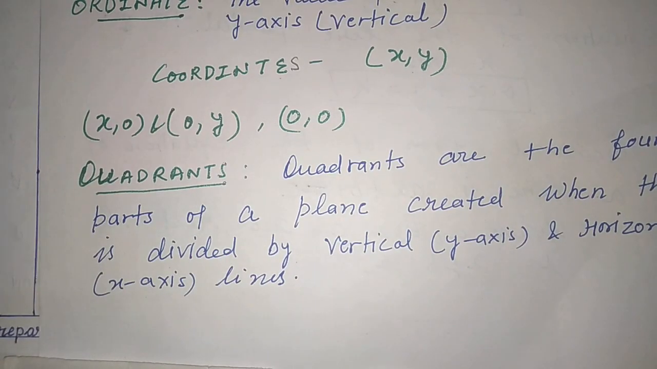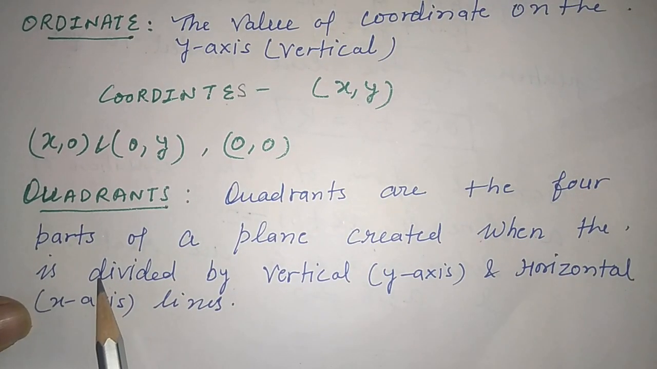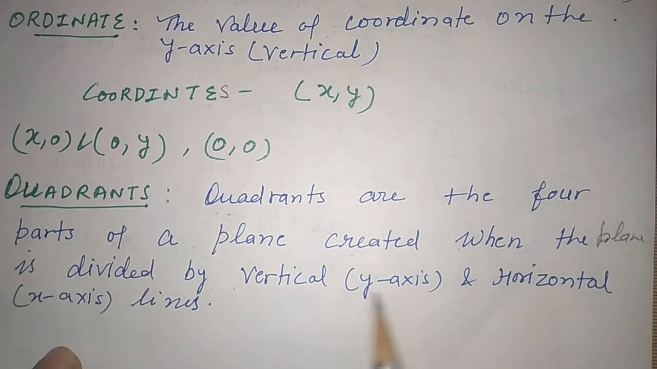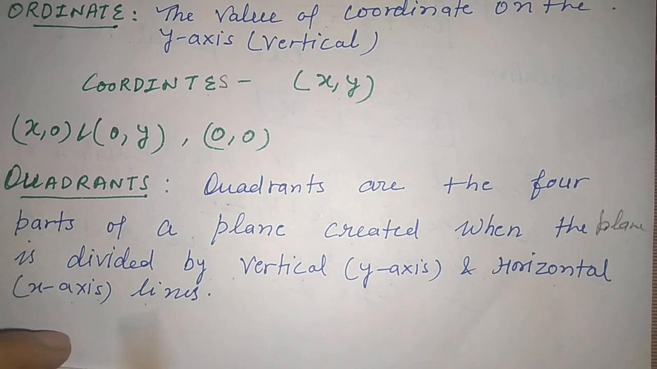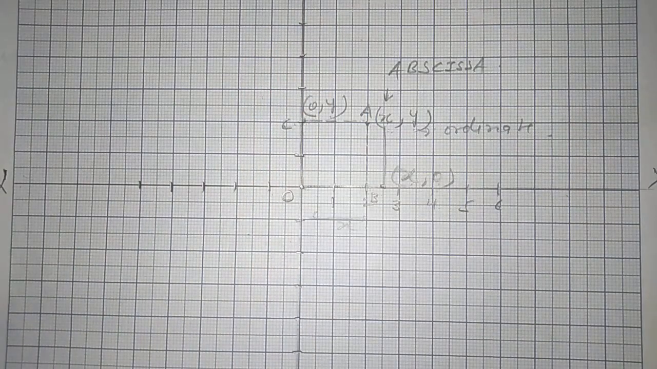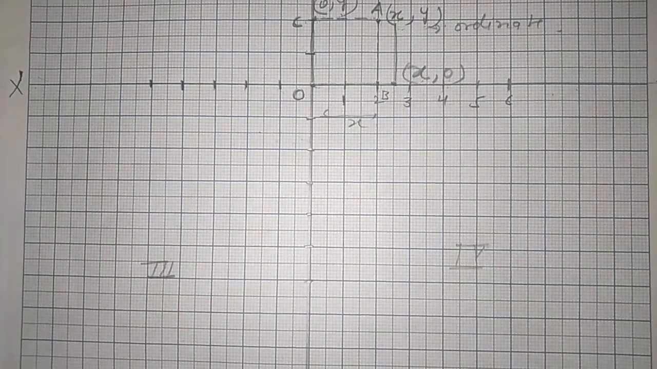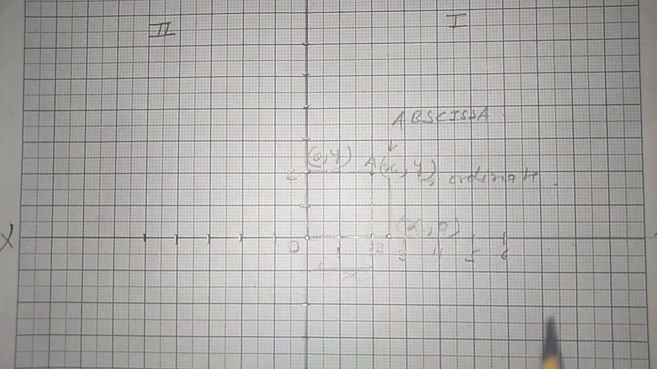Now we have quadrants. The quadrants are the four parts of a plane created when the plane is divided by a vertical line, that is the y-axis, and a horizontal line, that is the x-axis. Suppose this is a plane, and we draw the horizontal axis and the vertical axis, the x-axis and y-axis. Here this is the first quadrant, this one is the second quadrant, and here is the third one, and this is the fourth one. The plane is divided into four parts because of the x-axis and y-axis. That's why we have four parts.